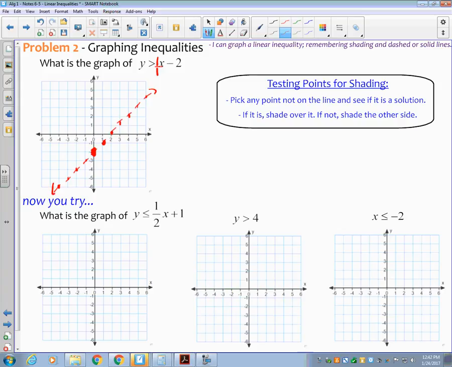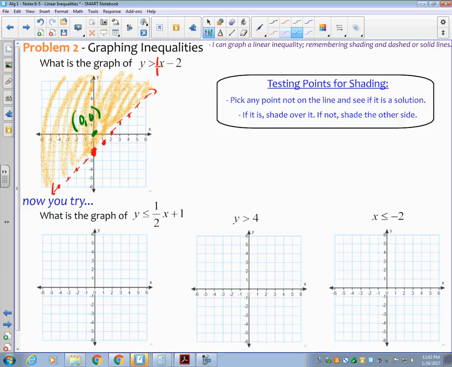Woohoo! And we want y greater than. So we're going to put our crayon on the line, and we're going to shade everything above our line. And yay! Our testing point is inside our shaded region. So let's pick (0, 0) as our test.